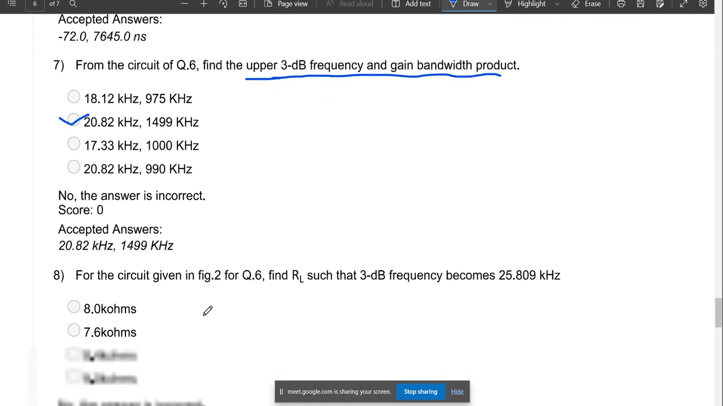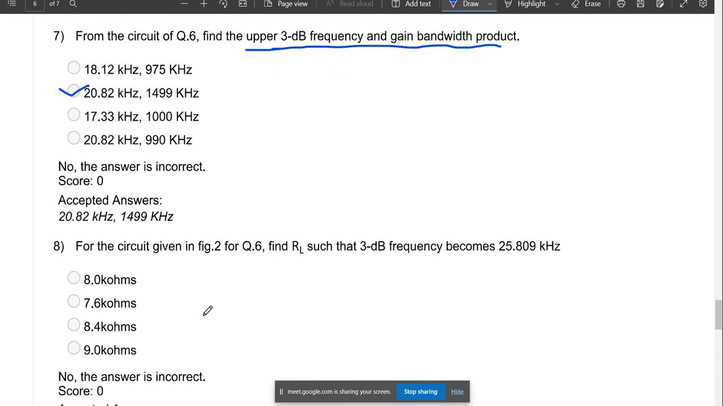So very good, guys. Let's go ahead and try to solve question number 8 now. For the circuit given in figure 2, for question 6, find RL such that 3 dB frequency becomes 25.809. How you have to solve it is, you know the time constant, you know the frequency. You have to trace your steps back and you will be able to find out the value of RL. Okay, go ahead, try to solve this one.